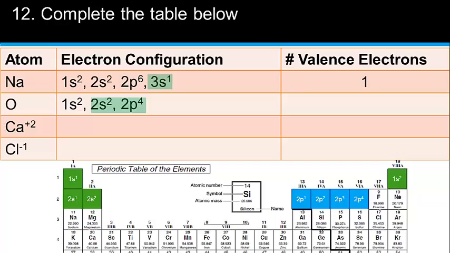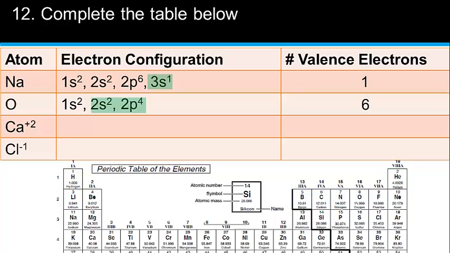In order to figure out the valence, I need to look at the highest energy level. So my highest energy level is energy level 2, and it's split between s and p orbitals. So 4 of those valence electrons are in a p orbital, and 2 are in an s orbital. So that gives me a total of 6 valence electrons in the second energy level.